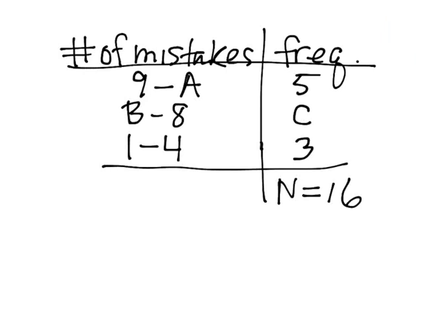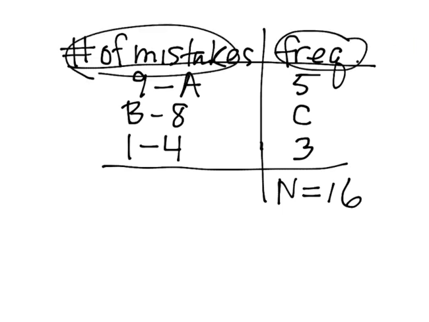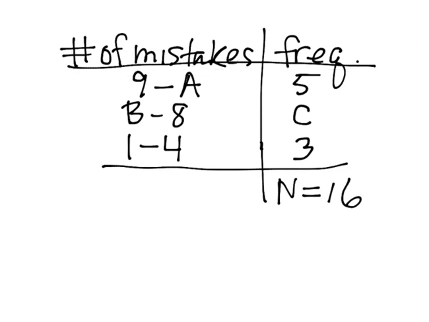Here we have a frequency distribution, number of mistakes versus the frequency, or how often we have a mistake in that range. We want to find these unknowns, A, B, and C. We'll notice here that the bottom grouping we're given, from 1 to 4 mistakes, has a frequency of 3. So there were 3 times that we had 1 to 4 mistakes. That's what that means.